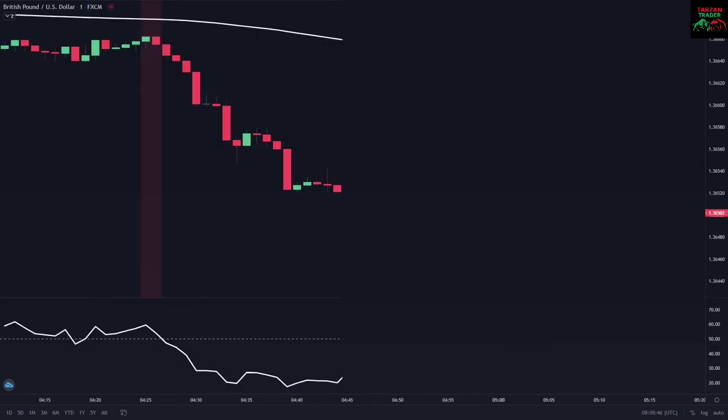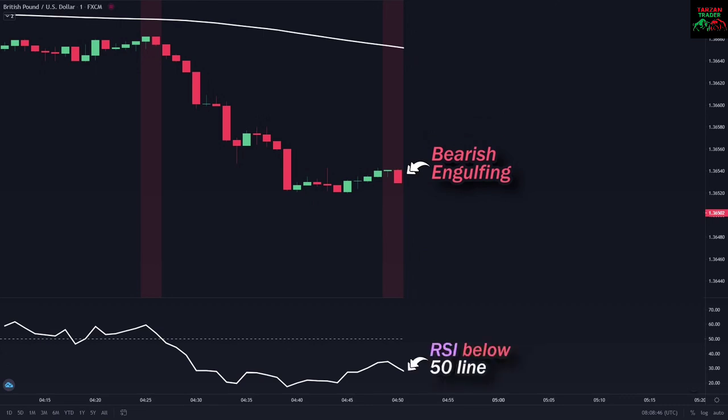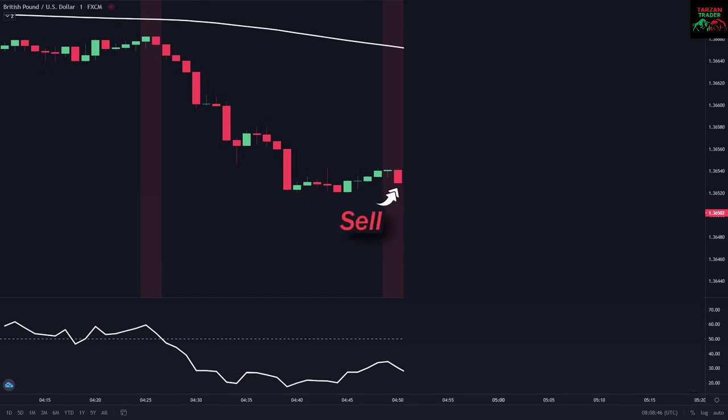In this chart, we can see that the price is below the 200 EMA, meaning we only take signals from the bearish engulfing pattern. Then, we can spot that a bearish engulfing pattern has formed, and the RSI is below the middle line. And so you want to take a sell position here. Next, you set your stop loss above your entry candle, and for your profit target, you set it at 2 times your stop loss. And so this ended up being a profitable trade.